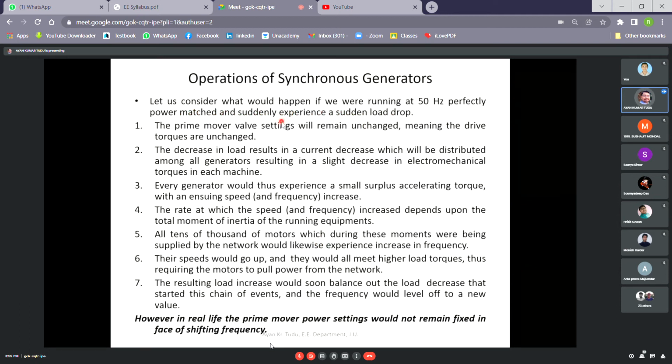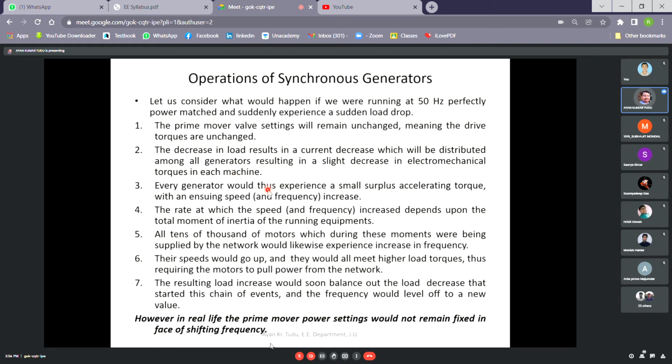So let us consider what would happen if we are running at 50 hertz perfectly power matched and a sudden load drop is experienced. So what will happen? The prime mover valve settings will remain unchanged, meaning the drive torques are unchanged. That means the mechanical input power is the same, but the output, the load, has suddenly dropped. So the decrease in the load results in a current decrease which will be distributed among all the generators, resulting in a slight decrease in the electromechanical torques in each machine.